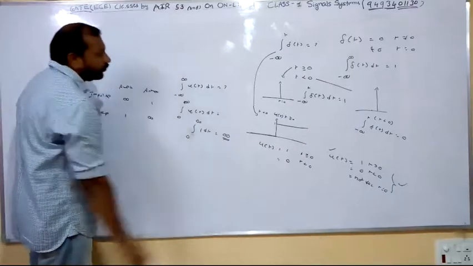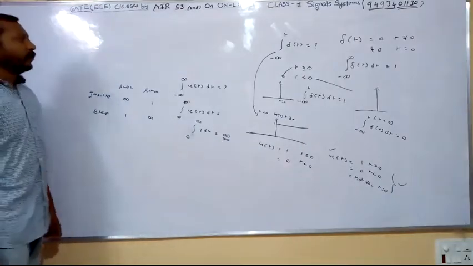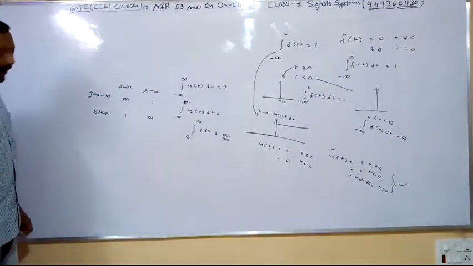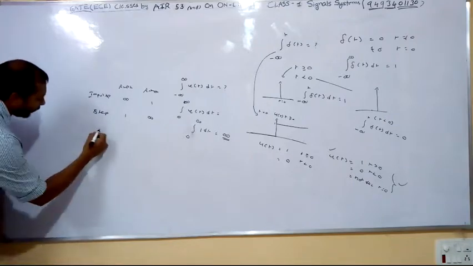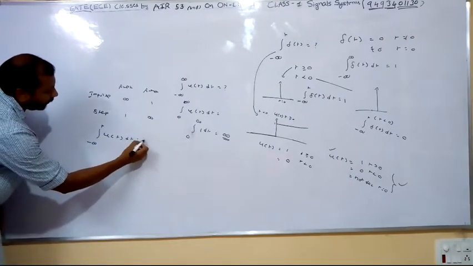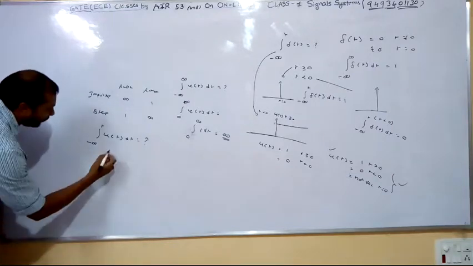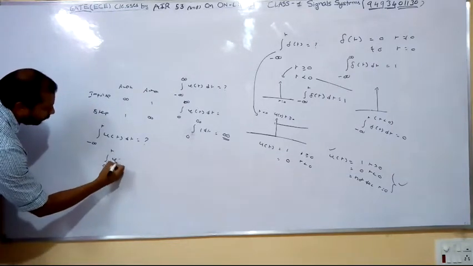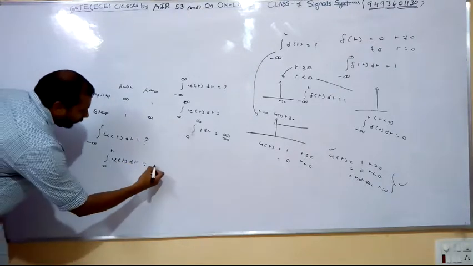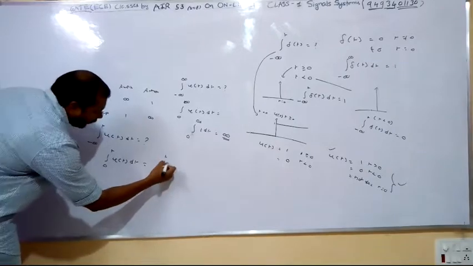The area under this step signal is equal to infinity. Now, what is the value of the integral from minus infinity to t of u of t dt? As u of t exists from 0 to t only, this can be represented as the integral from 0 to t of u of t dt, which is equal to the integral from 0 to t of 1 dt.